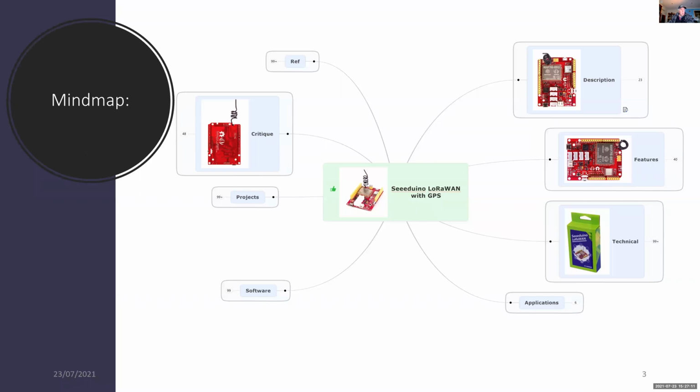I'm going to explore this interface to using Grove devices on the Seeeduino LoRaWAN with this mind map. I've previously published it, so I won't go through this in a lot of extra detail today.